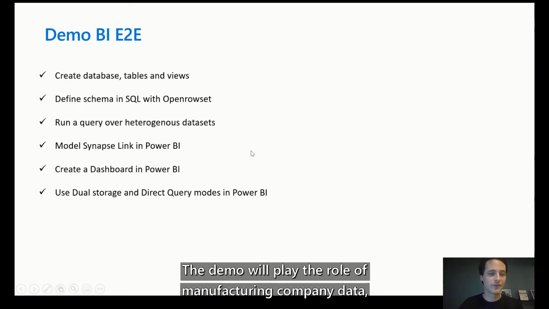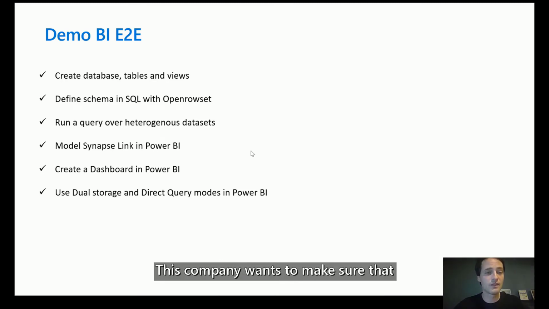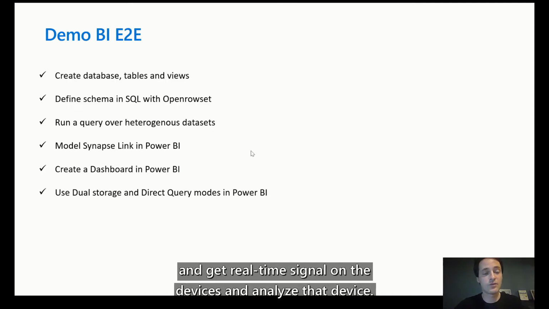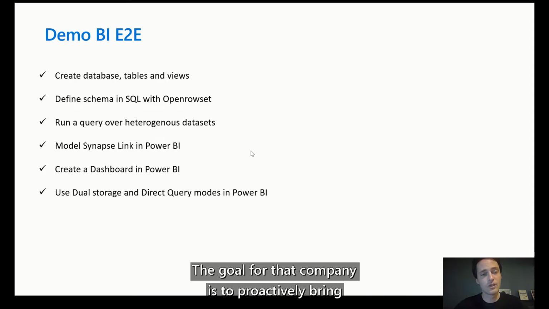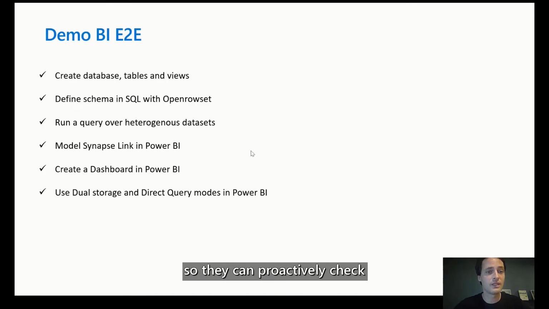In that demo, we will play the role of a manufacturing company that has devices located everywhere in the world. This company wants to make sure that all devices are operating correctly and get a real-time signal on the devices and analyze them. The goal for that company is to proactively bring technicians when devices are likely to be defective very soon, so they can proactively check the device and replace them if necessary.